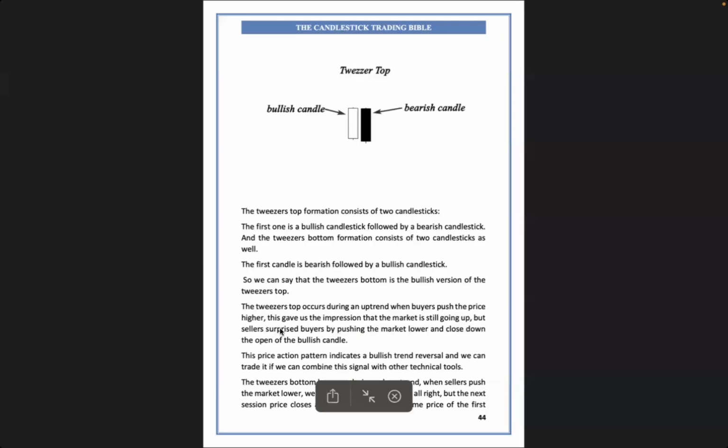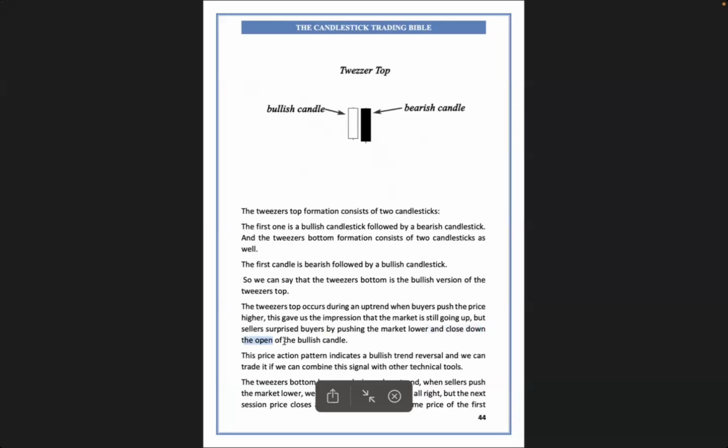So sellers surprised buyers by pushing the markets lower and closed down the open of the bullish candle. So this is the open of the bullish candle. This is the close. Okay, and then the bearish candle opened right after. And what happened was sellers shocked them, because at the same level, you do not expect that price will close here. If it was supposed to close here, then sellers should have pushed it some time ago. But after the candle closed, the sellers ambushed them, pushed the price all the way down, closing below the bullish candle's open. So this is where the bullish candle opened, and it closed all the way below it. Okay. So yeah, that's what it means.